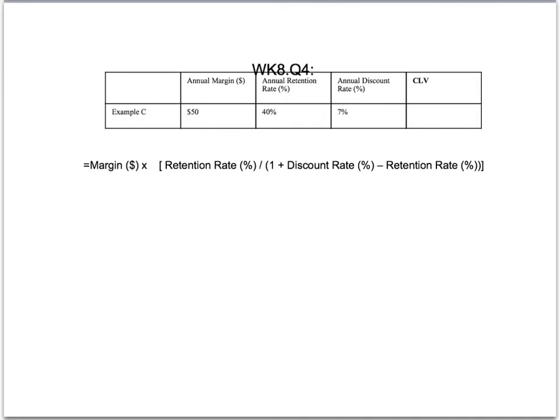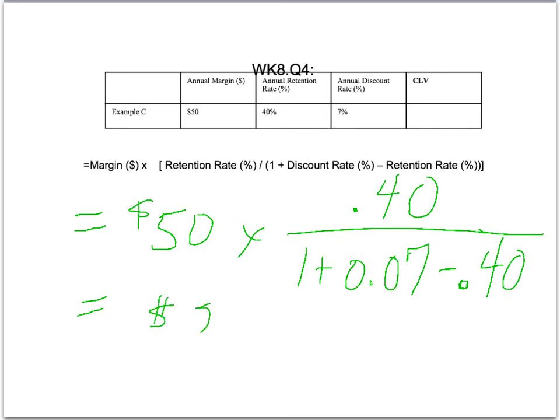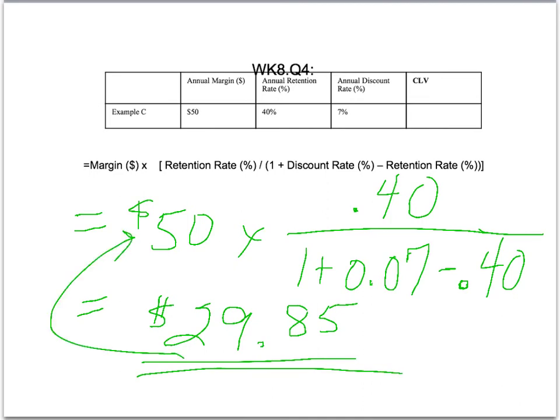The final part of question 4, again, changes the retention rate and also the discount rate. So the discount rate is going up and the retention rate is going down, meaning that our CLV is even going to be smaller. So our margin in this case of $50 multiplied by our retention rate, we'll do it in decimals this time, 0.40 divided by 1 plus 7% minus, again, our retention rate of 0.40. And what you get here is a CLV of $29.85. Whoa! How can that be less than our margin?